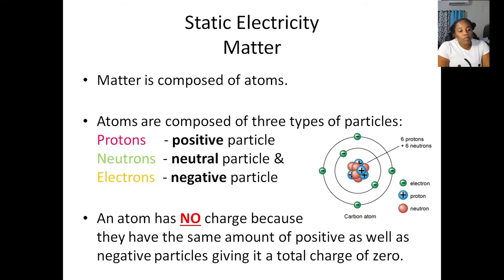Matter is composed of atoms. Atoms are composed of three types of particles. We have protons, which are positive particles, neutrons, which are neutral particles, and electrons, which are negative particles. An atom has no charge because it has the same number of positive as negative particles, giving it a total charge of 0.